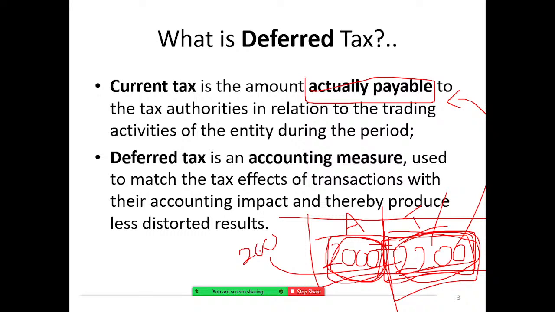So does excess payment mean asset or liability? Overpayment by the entity. It's a liability. Overpayment.